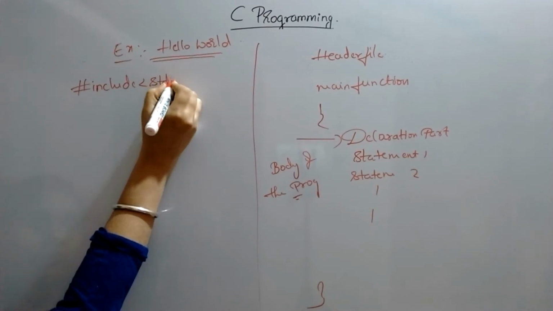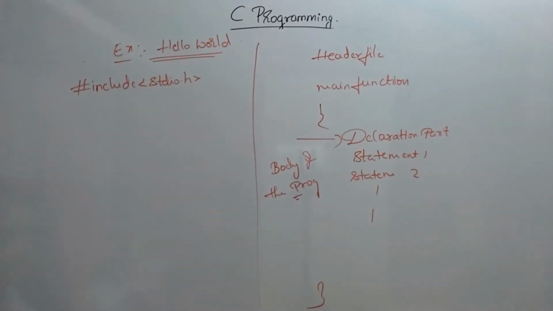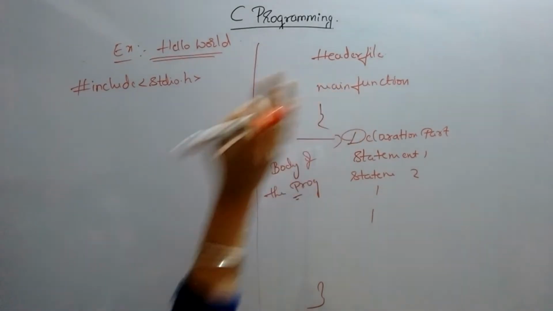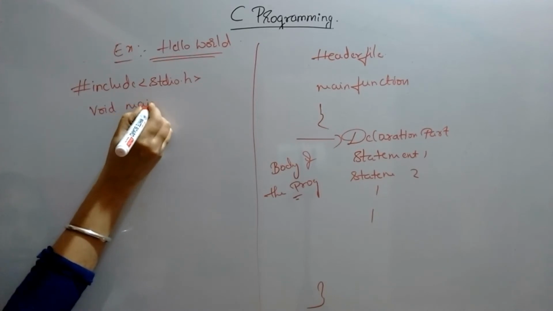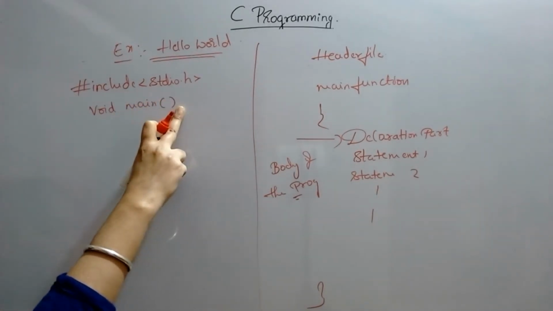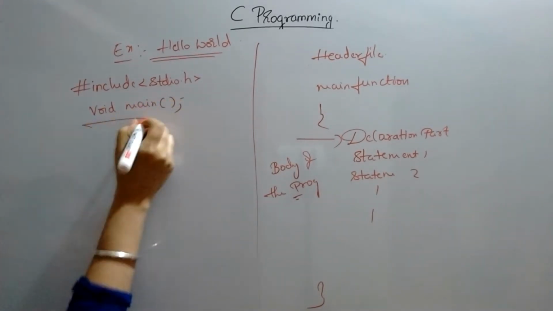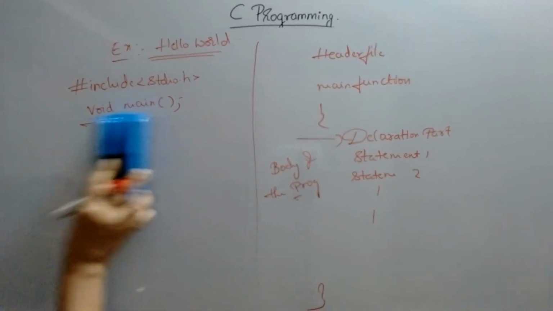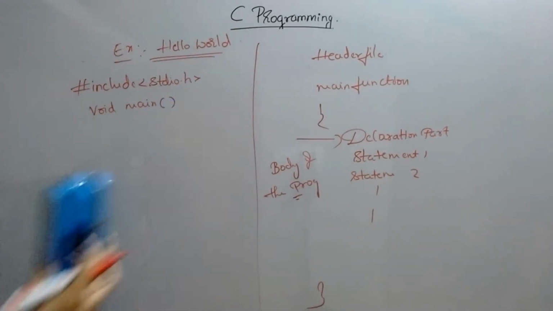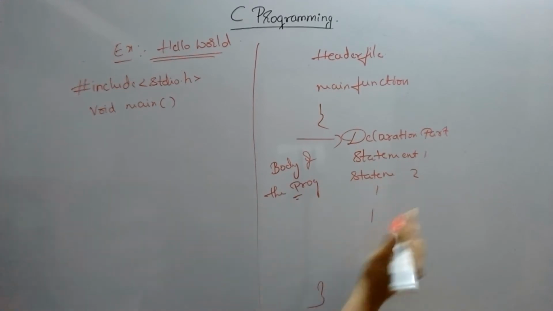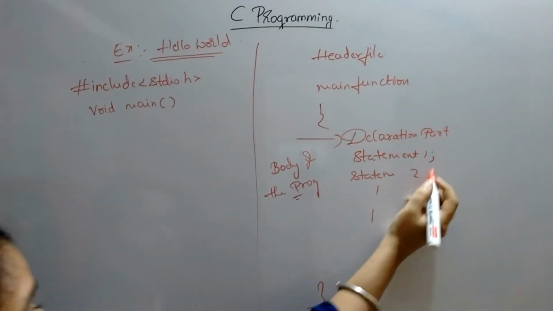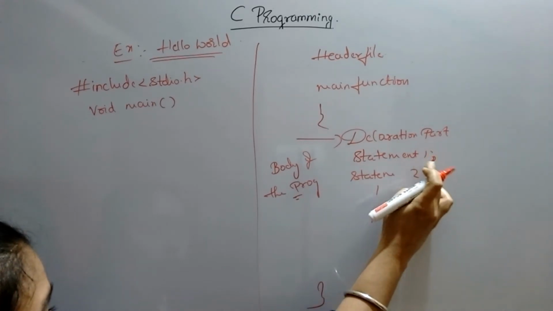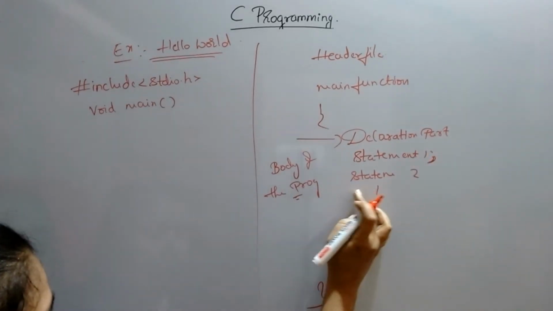# include stdio.h, right? After writing the header file, I have to include the main function. I am going to use void main. I should not put a semicolon. If I put a semicolon, it becomes a statement. Since it is a function, I am not going to put a semicolon. So a semicolon is used to end the statement. If I put a semicolon, it indicates that this is the termination of the statement.